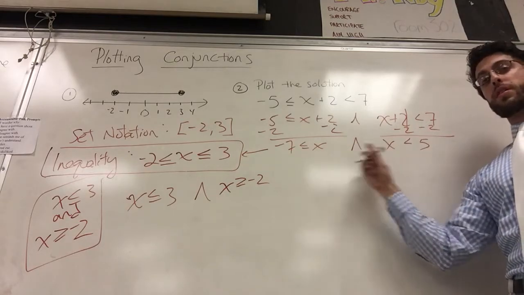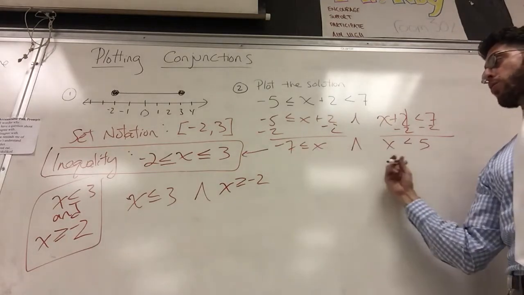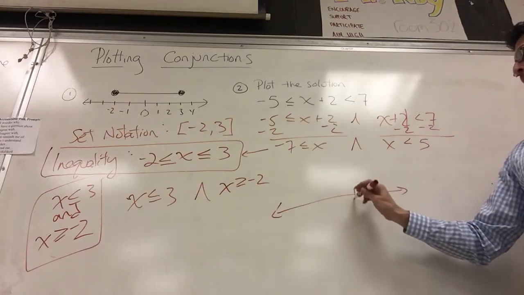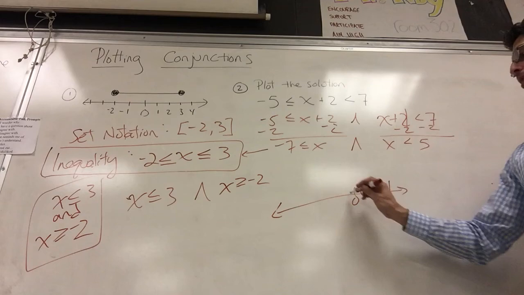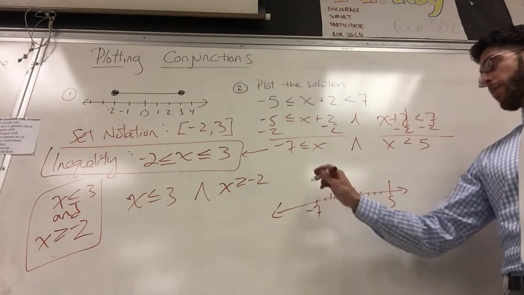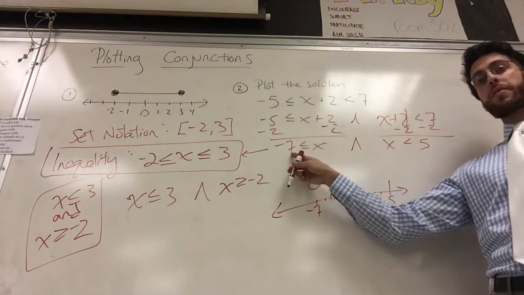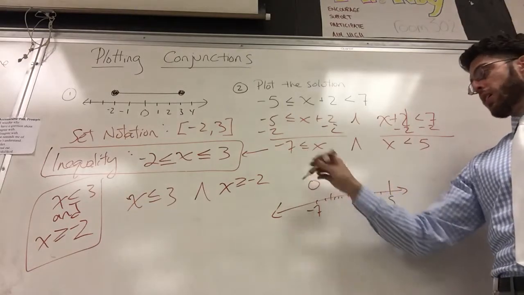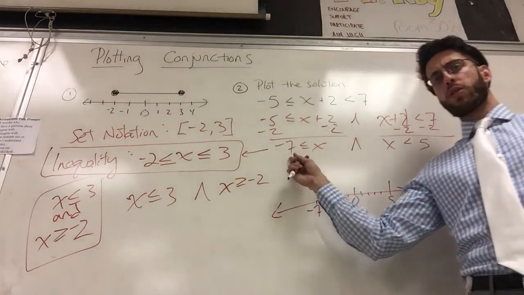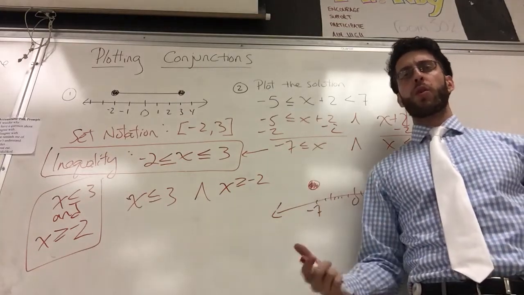Two separate statements. So I want to graph this. I've got my number line. 1, 2, 3, 4, 5 is here. 1, 2, 3, 4, 5, 6, 7, -7 is here. Put a circle above -7, and I shade it in. But wait a minute, Professor Noy, the number goes first. You never taught it like that. Usually the x goes first. What are you trying to do here?